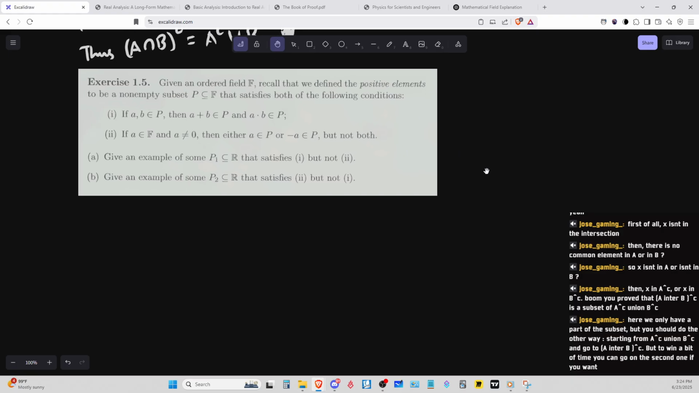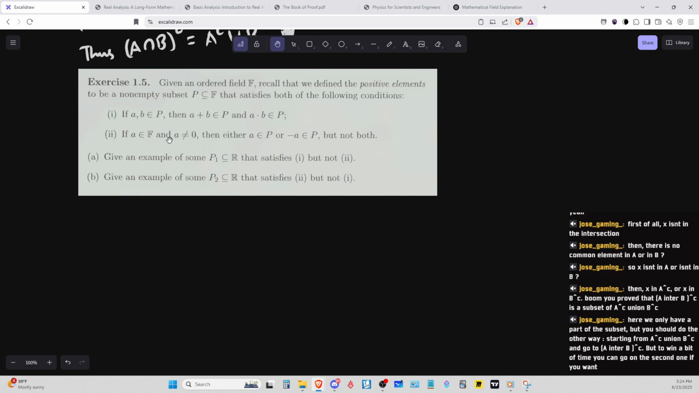Okay. Given an ordered field F, recall the definition of the positive set. Okay. We have to get the definition of a positive set: a non-empty subset of the field that satisfies both of the following properties. Oh, okay, we already have the definition here. If A and B are positive, right? And if A... okay, so it's nice that they put the definition for us, so we don't have to worry about that.